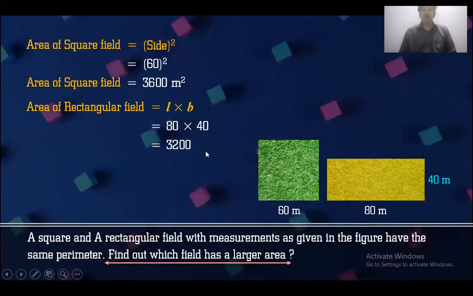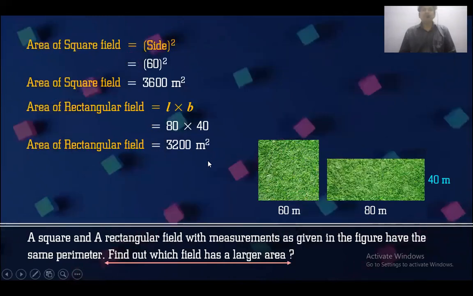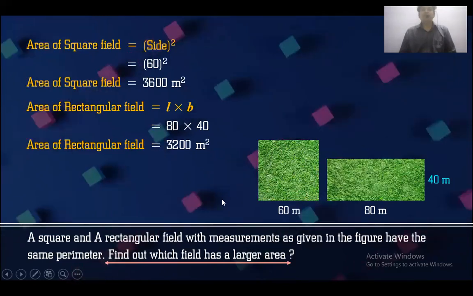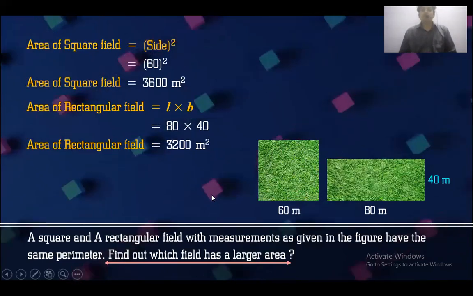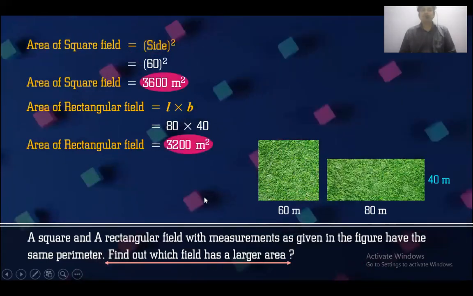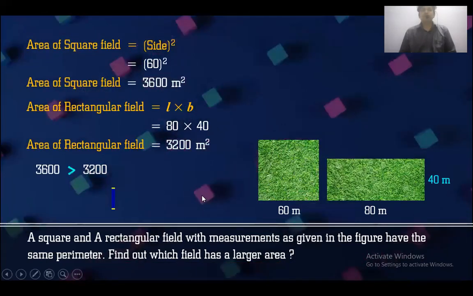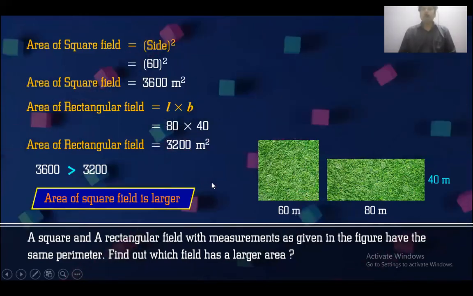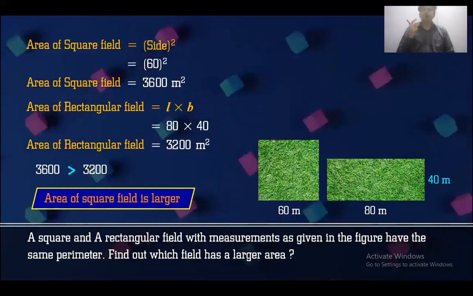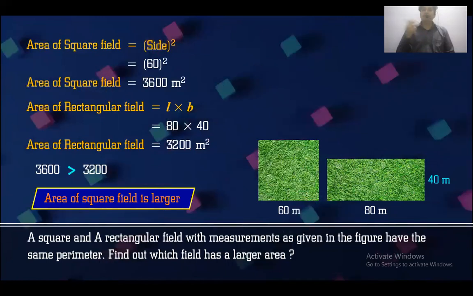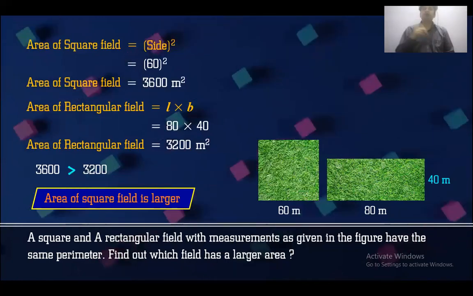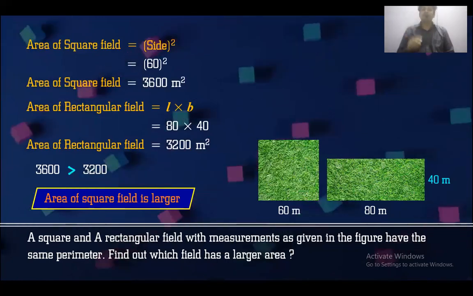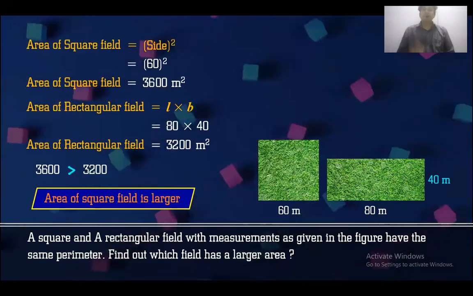Now after finding both the areas, is it easy to compare and tell which area is larger? Obviously, you can see 3600 is greater than 3200. So the area of the square field is larger compared to the area of the rectangle. I hope everybody has understood this question. It's very easy. It's just the application of two formulae, one for the perimeter of a square and the perimeter of a rectangle, and then using that we are finding the area of the square and the area of the rectangle. So perimeter and area, because these are just two-dimensional objects.